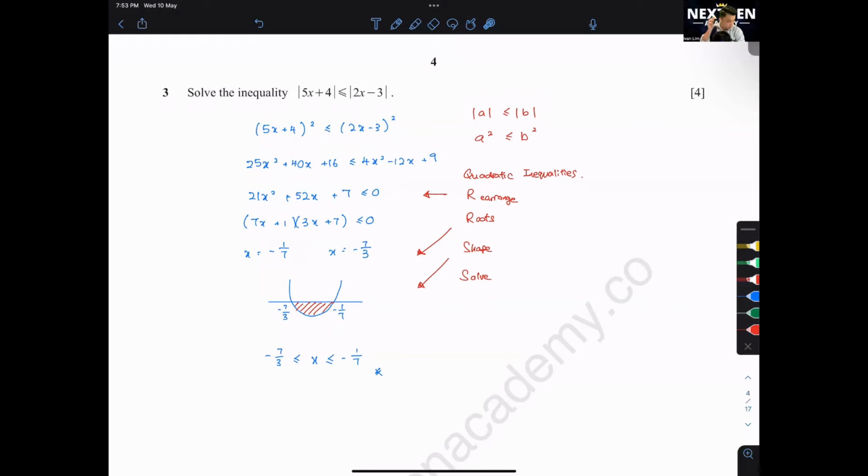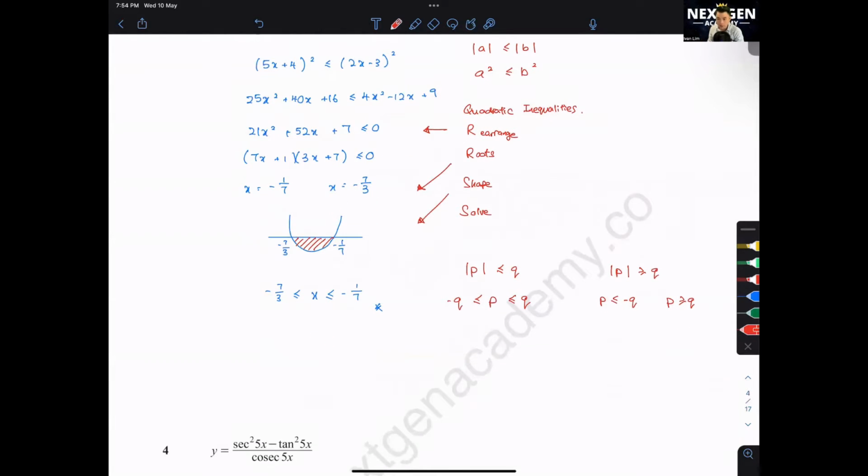If you go into your textbook, they wrote this case where modulus P is less than Q, then they will say negative Q less than or equals to P less than or equals to Q. The other one they give you is modulus P more than or equals to Q, and then they will say P is less than negative Q, or P is more than or equals to Q. The problem with this formula is that if you forget it, it's very hard for you to derive, correct or not? You don't know whether less than or more than. What is the logic behind? You look at the textbook also, there's no explanation over here.